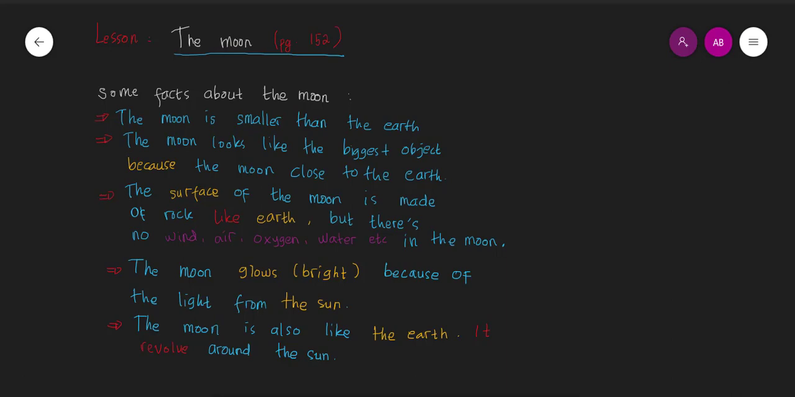The moon glows or is bright because of the light from the sun. So, the moon doesn't have light by itself. So when you see it at night, the moon is glowing really brightly. Because the moon revolves around the Earth, the sunlight shines on the moon. So that's why the moon doesn't have light itself. So the moon is not a star, only the sun is a star. And the moon is also like Earth, it revolves around the sun. Okay, kids, those are the facts about the moon. Okay, let's move on.